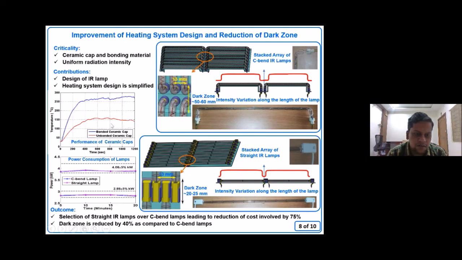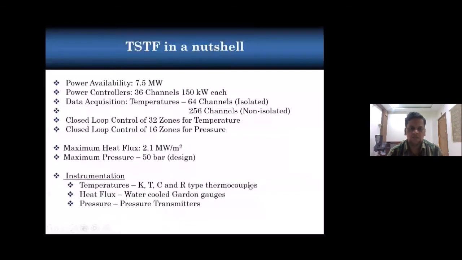Now we have tested for a very long duration, almost 100 seconds switched on, and nothing happened in open rack condition, not in assembled condition. In this way we qualified those lamps. The power ratings are also matching. Due to this, we have reduced almost 75% cost compared to the C-band lamps. The dark zone is also reduced by 40%.